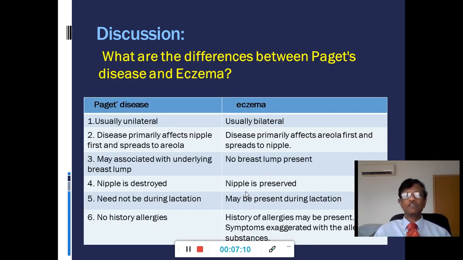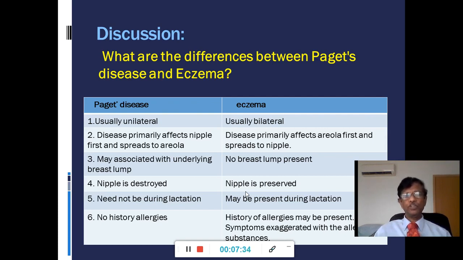What are the differences between Paget's disease and eczema? Nipple is first involved in Paget's disease. Areola is first involved in eczema. Correct. But that is not the only thing. There are certain other things that can be considered before we decide whether it is Paget's disease or eczema.